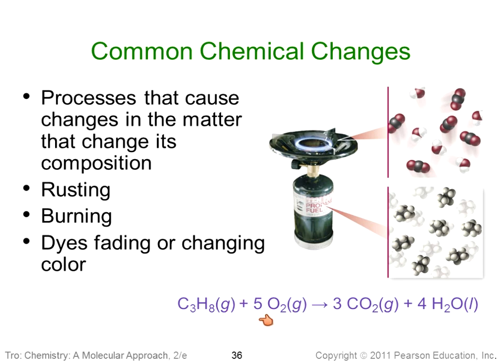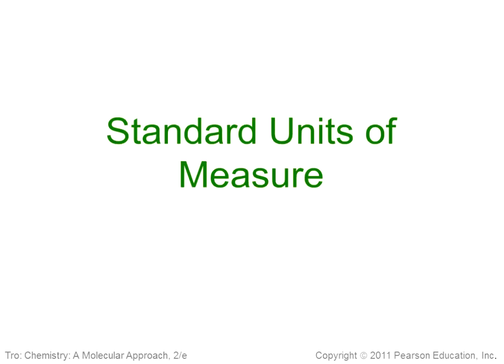Here's an example of a reaction. If you look on this side, it's different than on the right-hand side. And that's what a chemical change is. You're getting new molecules forming as a result of these things reacting on the left-hand side.